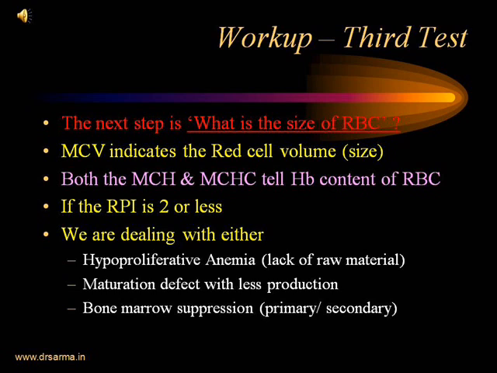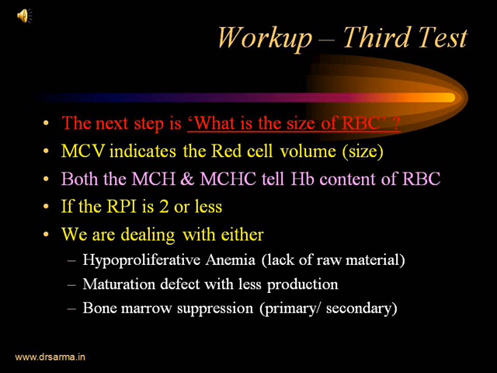MCV, mean cell volume, indicates the red cell volume, indirectly the size. Both MCH and MCHC will tell us about the hemoglobin content of the RBC. So, let us say in our patient of anemia who has got less hemoglobin, a reduced hematocrit, whose RBC count is low, and the RPI we have worked out is less than 2, then we are not dealing with hemolytic anemia, but we are dealing with hypoproliferative anemia.